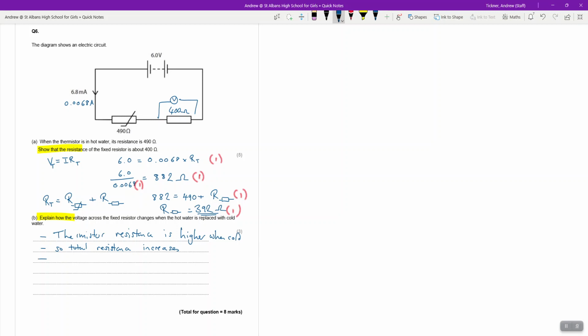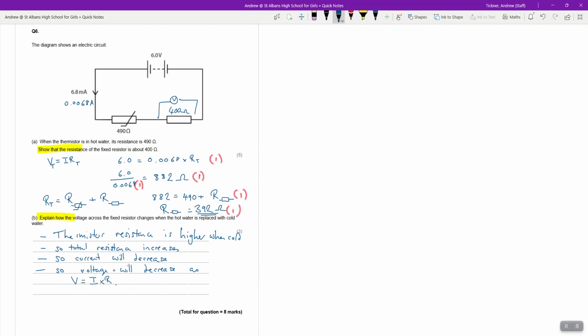Now, because total resistance has increased, I've got 6 volts and a higher resistance, so my current is going to go down. So whatever I'm going to measure is going to be less than 6.8 milliamps. And then the voltage will decrease as V is equal to I times R.